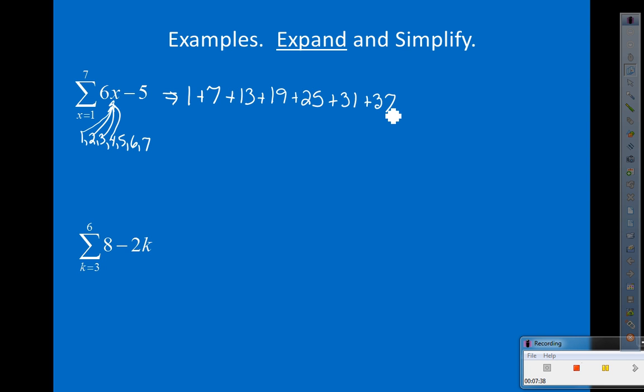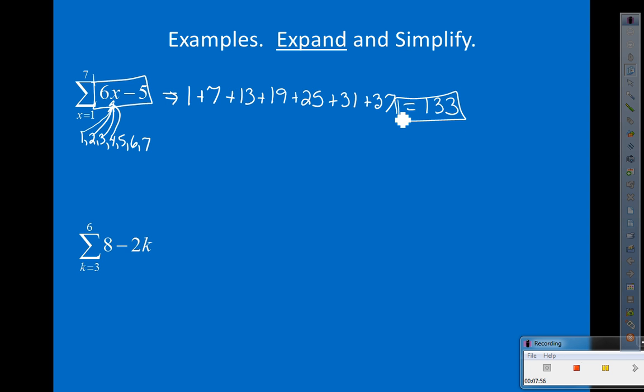If you recognize this, if you graph this, that would be a line. Line with the slope is 6. I should be going up by 6 each time. So a lot of times you'll see a pattern. When you run those through your calculator, you'll get an answer of 133.